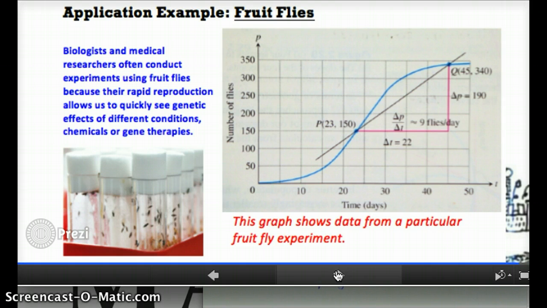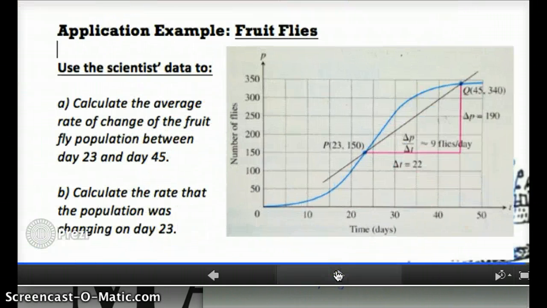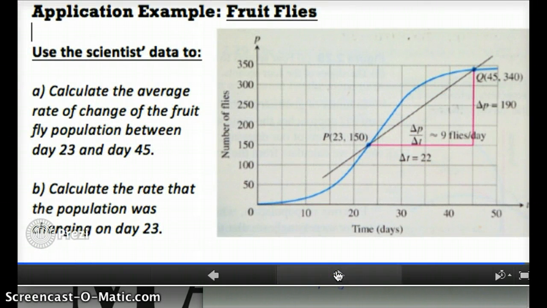So what if we actually wanted to know, how are these fruit flies changing? There are 2 different questions we could ask. We could ask, on average, how quickly did the population grow? Or we could ask, on a particular day, how fast were the fruit flies growing that day? And that's going to require 2 different calculations.